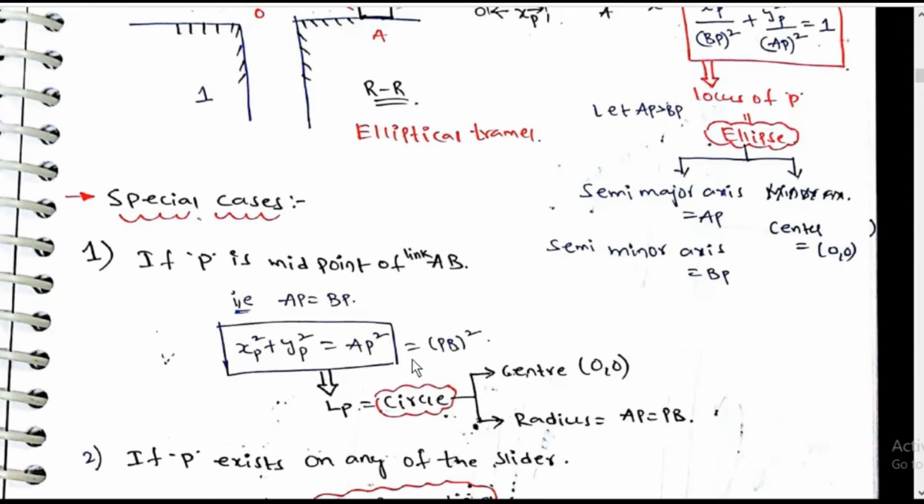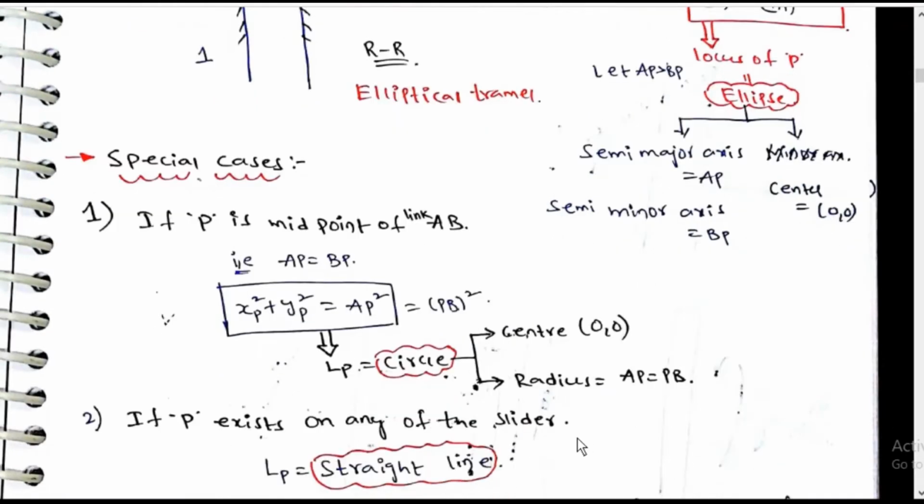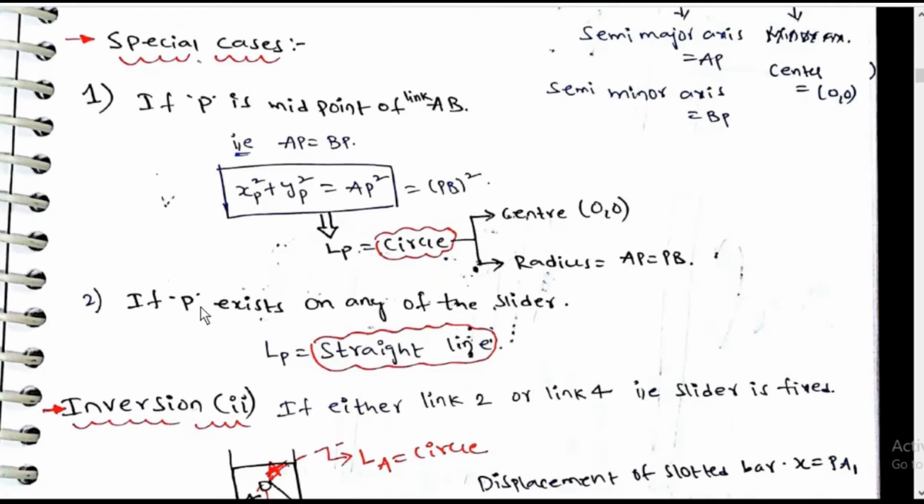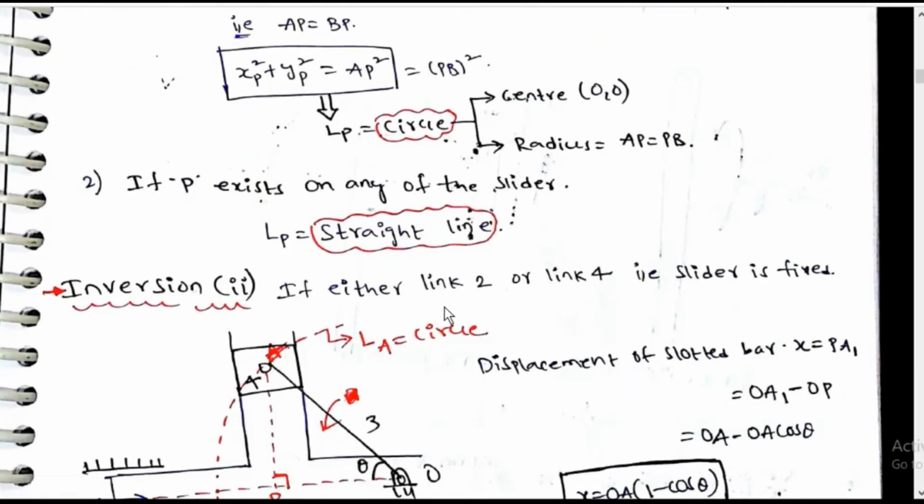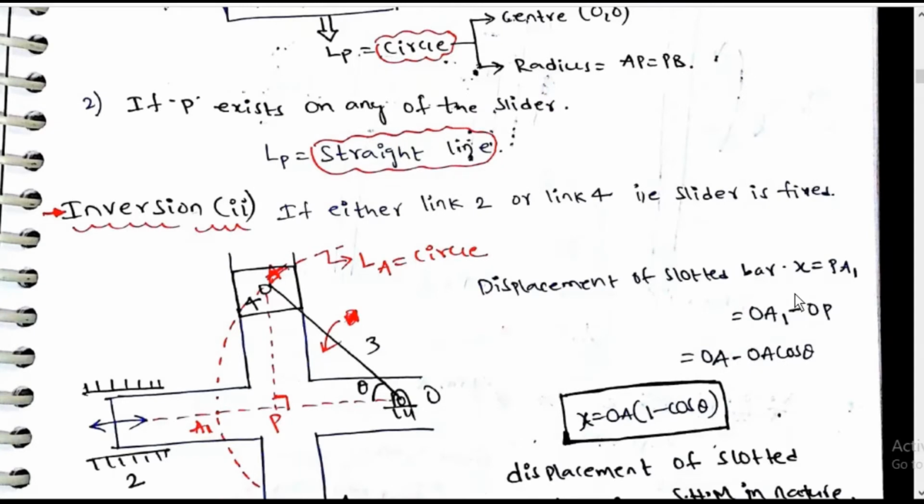Special case: if P is the midpoint of link AB, AP is equal to BP, xp square plus yp square is equal to AP square. P traces a circle with center 0, 0 and radius AP is equal to BP. If P lies on any one of the sliders, the locus of P is a straight line. Inversion 2: if either link 2 or link 4, that is the slider, is fixed.